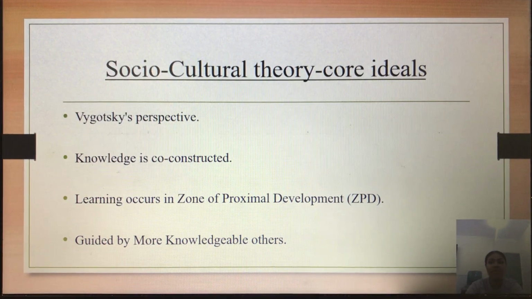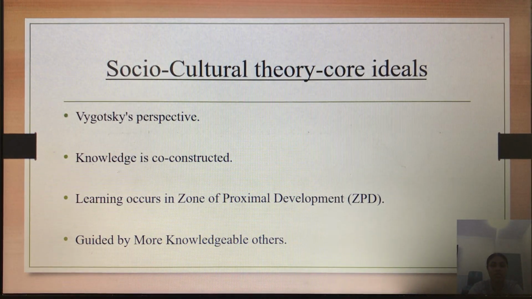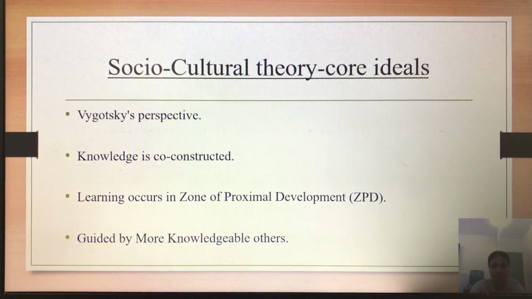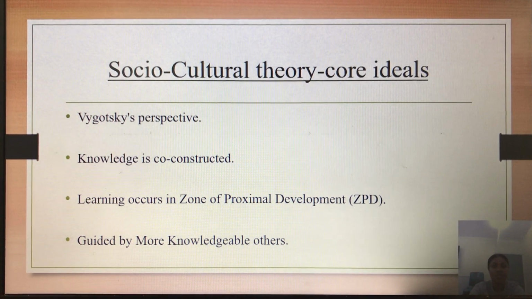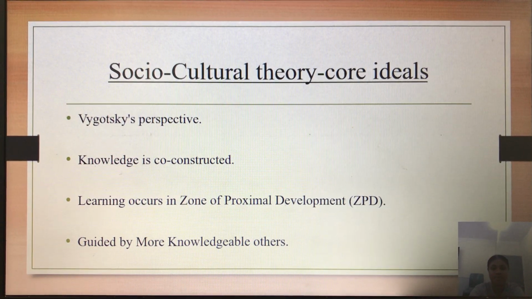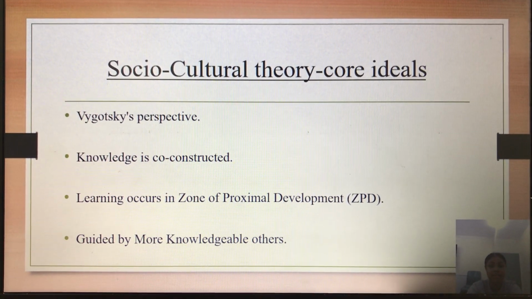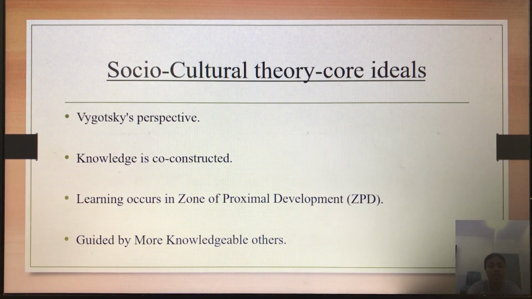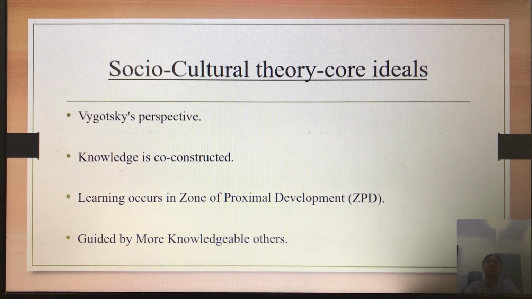Sociocultural theory emphasizes that learning is social. Knowledge is constructed through collaboration and interaction. A key idea is the zone of proximal development, where a student cannot do something alone but can succeed with guidance.